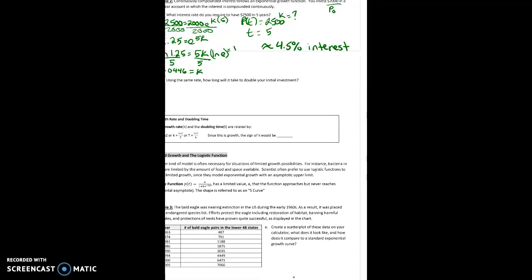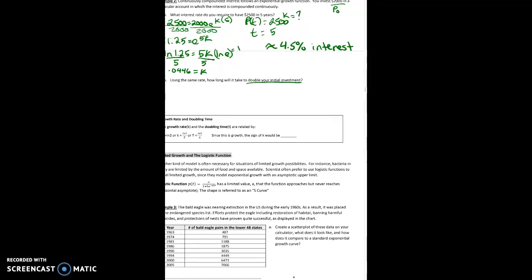B, using the same rate, how long will it take to double your initial investment? Well, our initial investment is $2,000. So what's double that? 4,000. Good. So we're going to use this 4.5%, but now we don't know T. So 4,000 equals 2,000.